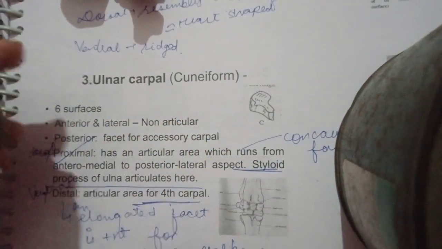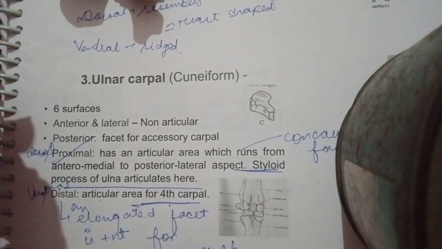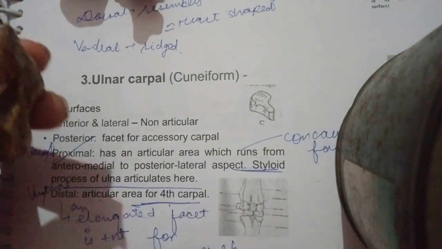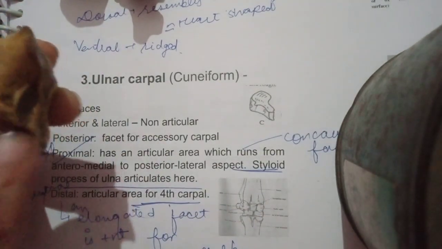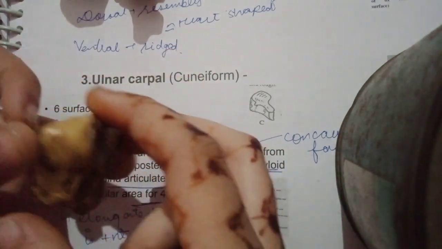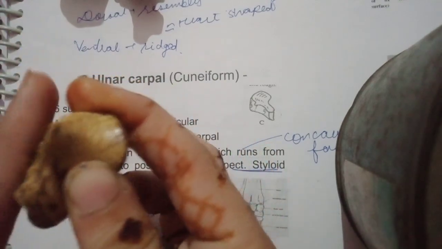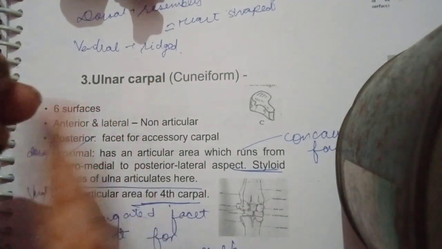This facet is for the accessory carpal, and the accessory carpal facet is present on the posterior side. So this is your posterior, then it will be your anterior side. Anterior, then if it is a posterior. Okay, see, this is anterior, this is posterior. So this will be medial, this will be lateral, the distal one.